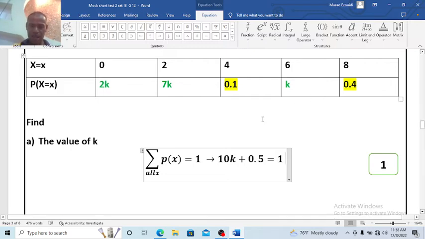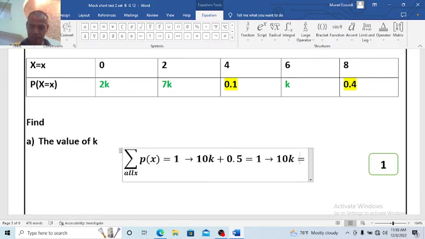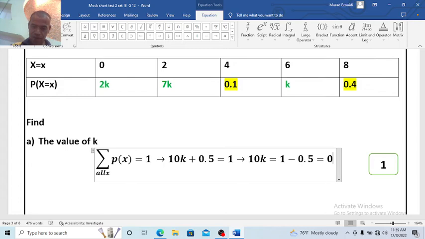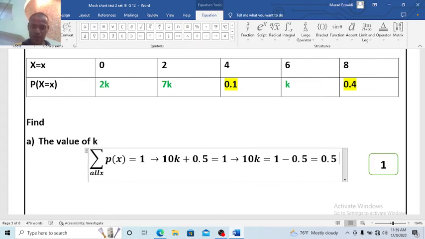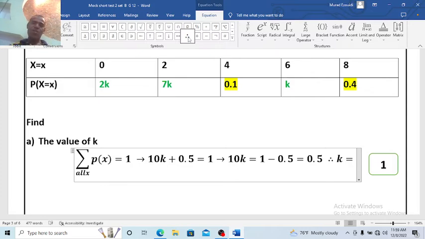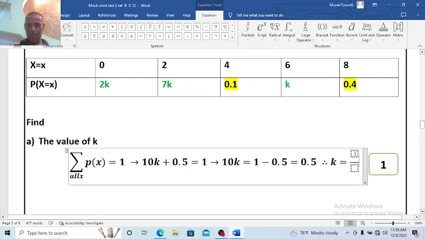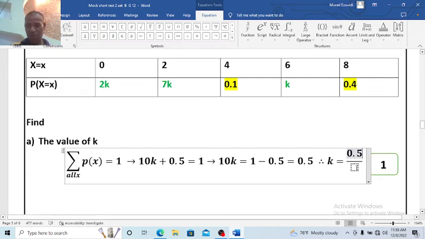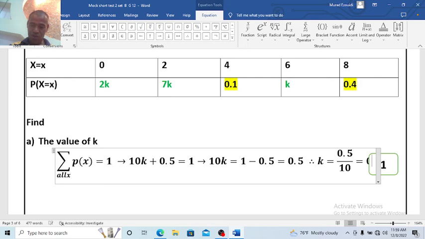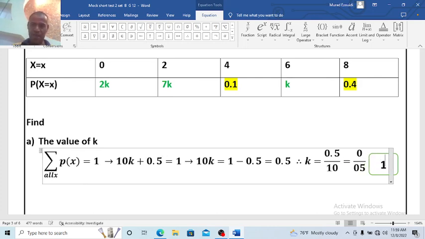Then I will just write this as, this will give us 10k equal 1 minus 0.5, which is equal to 0.5. Therefore k is equal to what? Equal to 0.5 divided by 10. You are going to use a calculator. Which is equal to 0.05, which is equal to 5%.